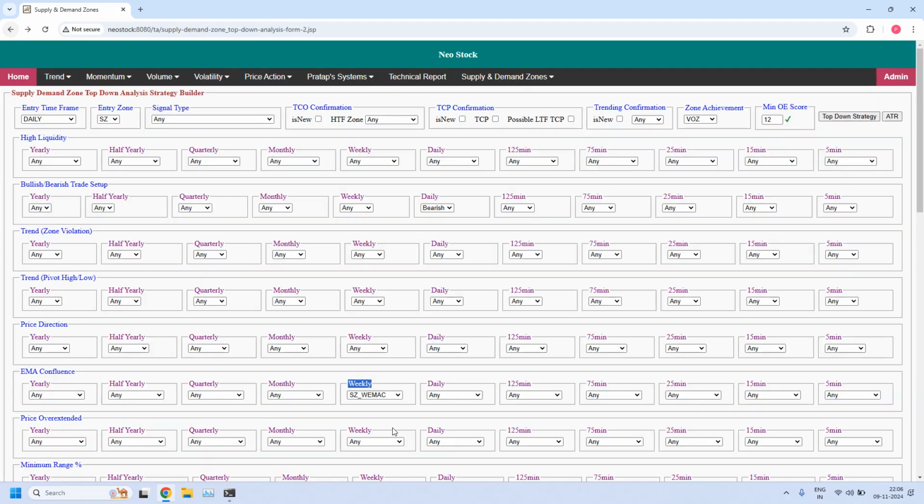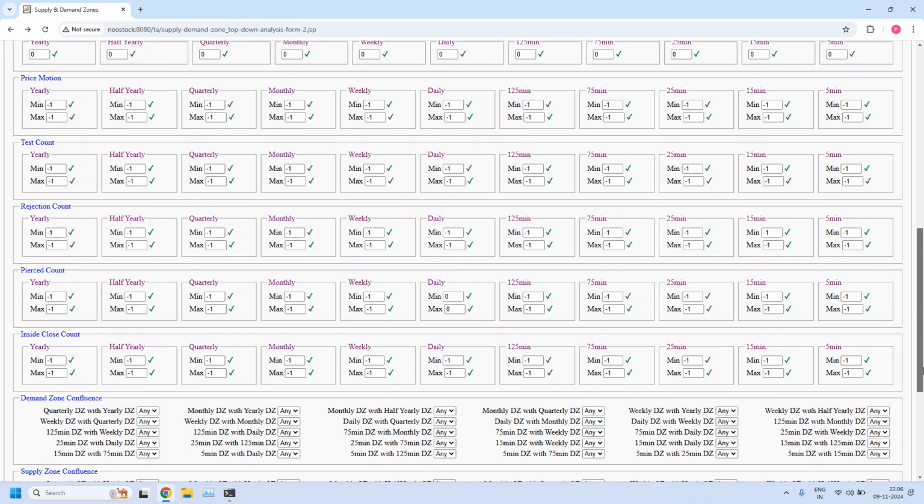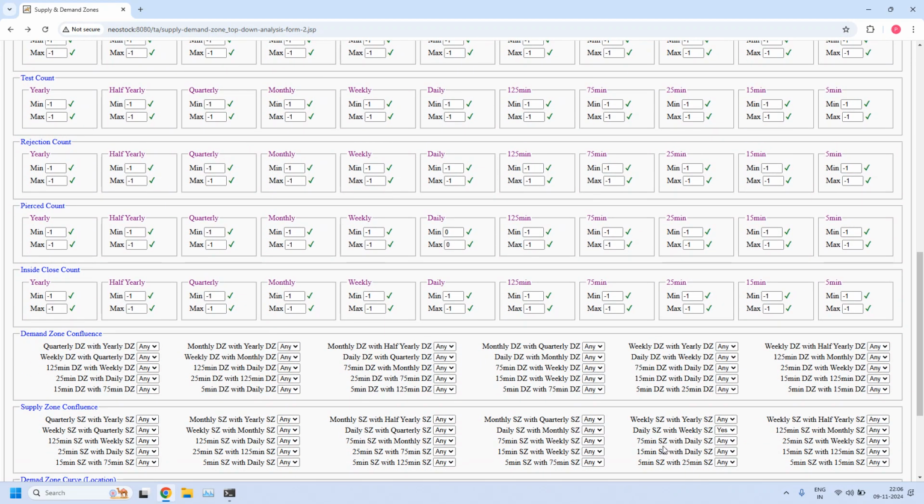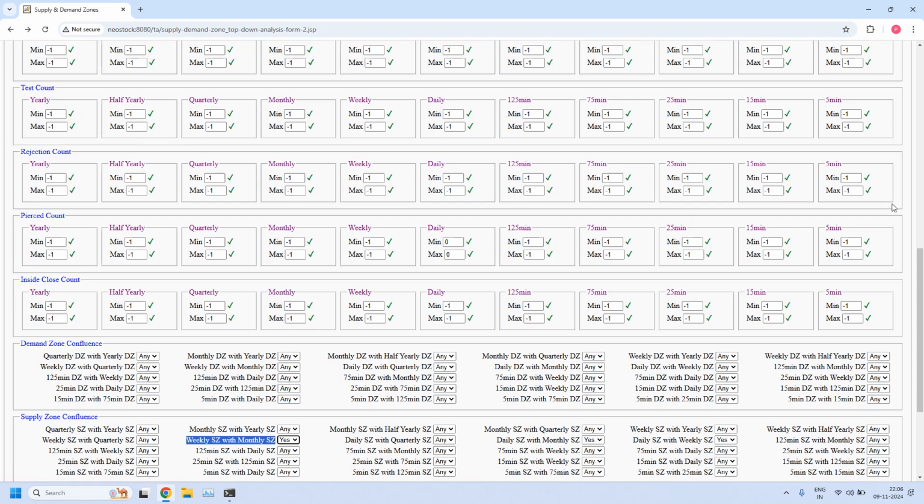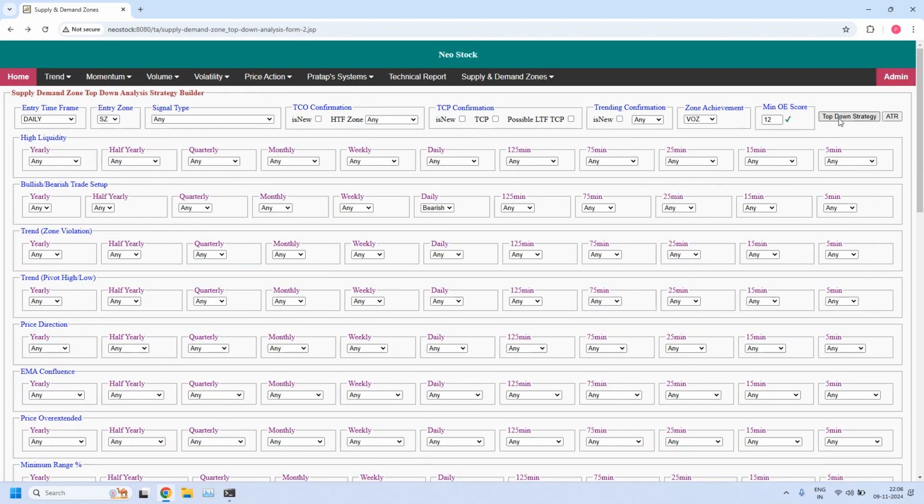Next, let us look for LTF, ITF, HTF confluence. How to remove this EMA filter? I removed it. In the supply zone confluence, 3 filters we have to set. First filter is already enabled, daily with weekly supply zone confluence. Next, daily supply zone with monthly supply zone confluence. Weekly supply zone with monthly supply zone confluence. With all the 3 filters, we can get LTF, ITF, HTF confluence.